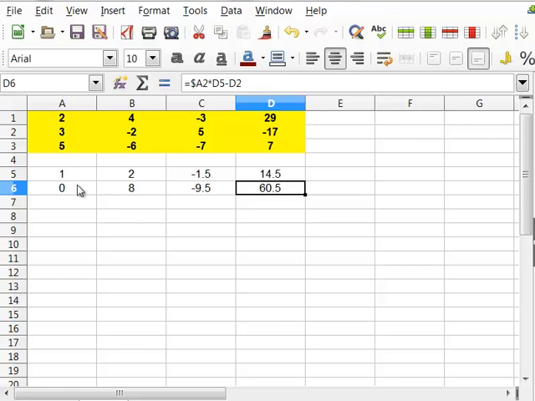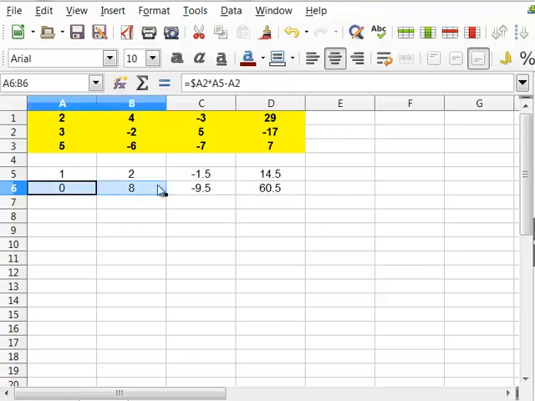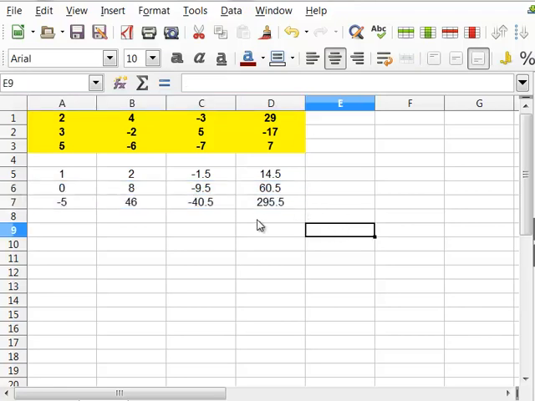Now, can I pull this straight down? Let's see what happens if I do that. Nope, it doesn't work. And let's see why it doesn't work, and let's see if we can fix it.